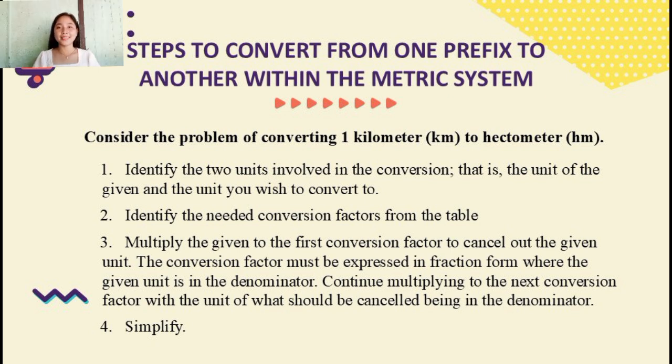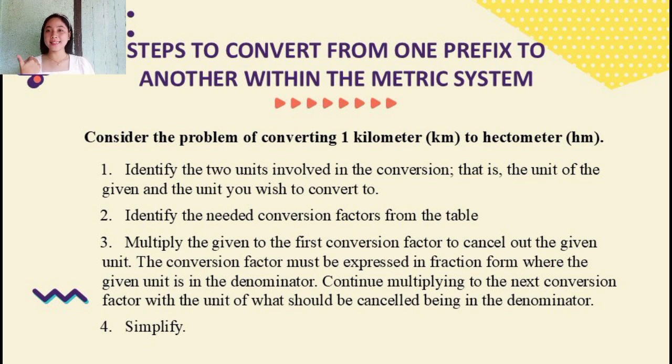The third step is we need to multiply the given by the first conversion factor to cancel out the given unit. The conversion factor must be expressed in fraction form, where the given unit is in the denominator. And we need to continue multiplying by the next conversion factor, with the unit that should be cancelled in the denominator. And the last step is we need to simplify the solution that we get from step 3.